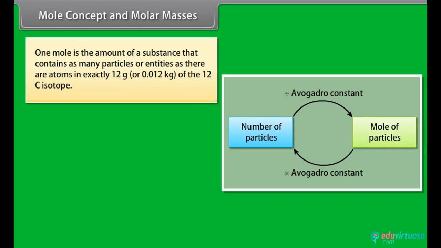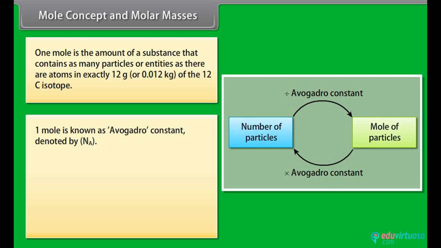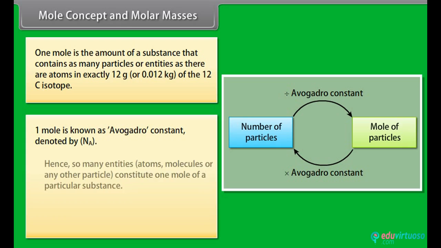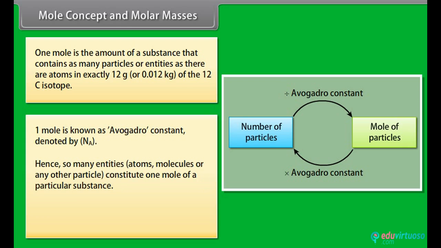Mole concept and molar masses. 1 mole is the amount of a substance that contains as many particles or entities as there are atoms in exactly 12 gram or 0.012 kg of the 12C isotope. 1 mole is known as Avogadro constant, denoted by NA. Hence, so many entities, atoms, molecules or any other particle constitute 1 mole of a particular substance.